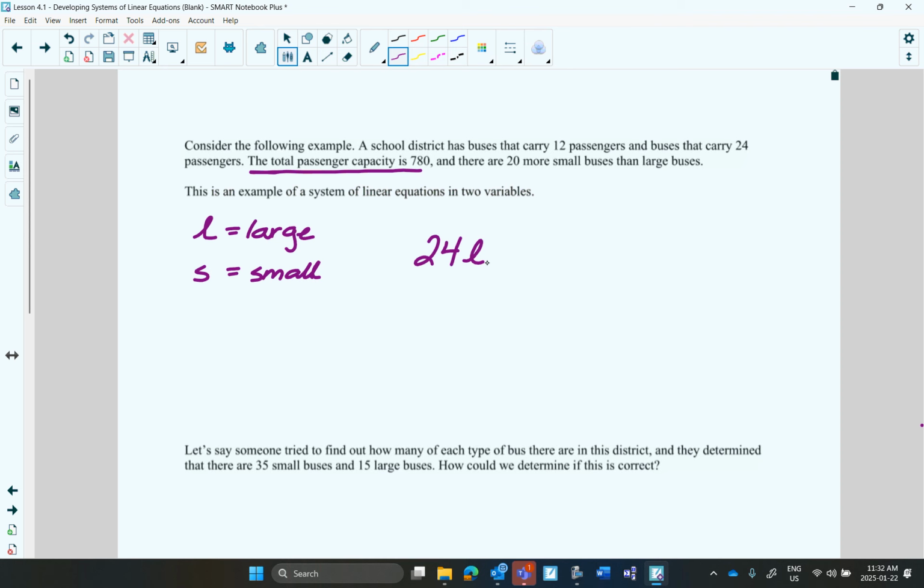What would be the expression for the number of students in all the small buses? 12Fs. If I add those together, don't I get the total number of students, or total capacity? Which is 780. Notice how I constructed an equation from this and this. I've got to construct one more equation, and hopefully you see somehow I've got to use this.